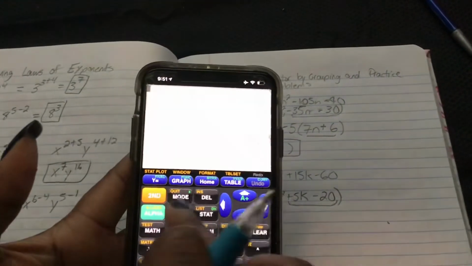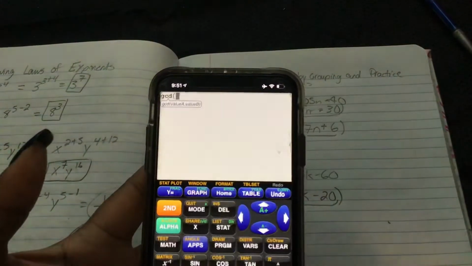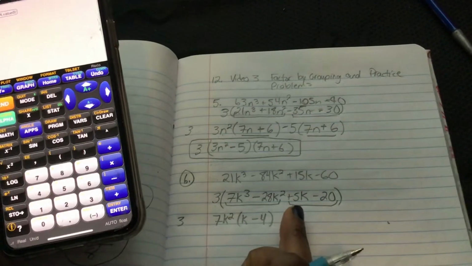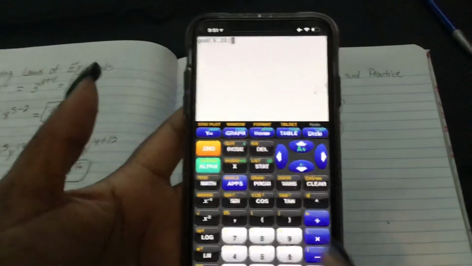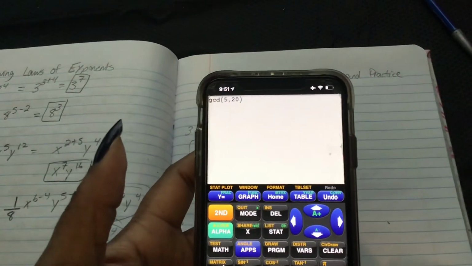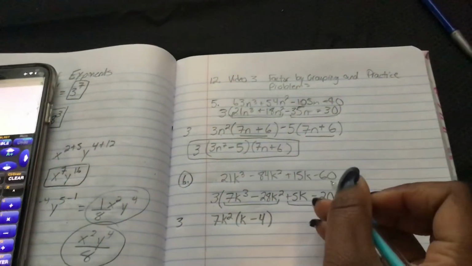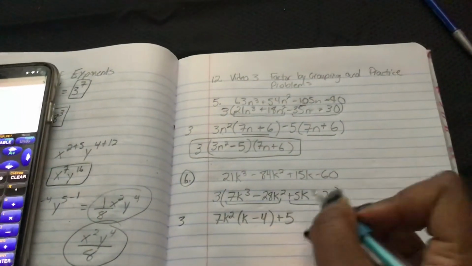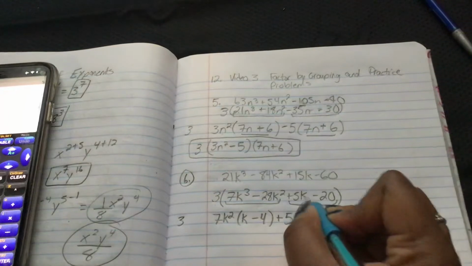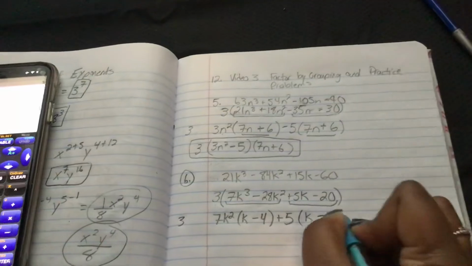GCF here, we're going to do that. Even though we can do that in our head, let's get the practice in. Math, num, go down to GCD, and type in 5, comma, 20. And, of course, that's going to give us 5. So we're going to take out a 5 plus 5. So when we take out a plus 5, that's going to leave us with the k, 1k. We take out 5 here, that's going to leave us with 4.